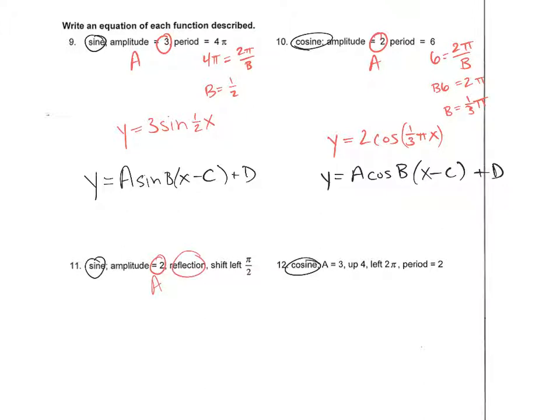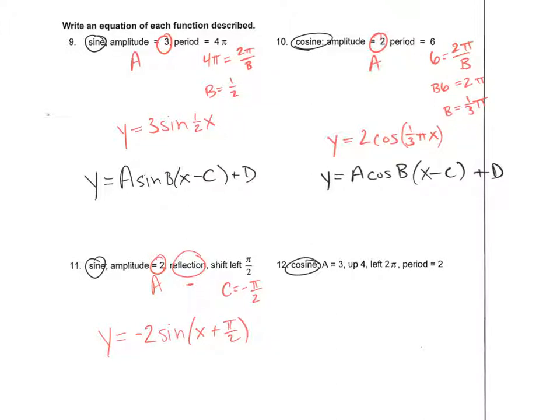We have a reflection, so that's a negative out in front. And a shift left is C equals negative pi over 2. Okay, so remember when I subtract a negative, it becomes positive. So when I write my equation, it is negative for the reflection, 2 for the amplitude. Sine is my parent function. All right, and I need the parentheses because I have C. All right, I need to differentiate whether it's a C or a D. So it is x minus a negative, so plus pi over 2, close my parentheses, and D equals 0.